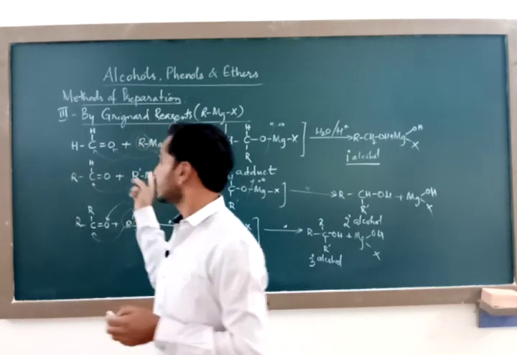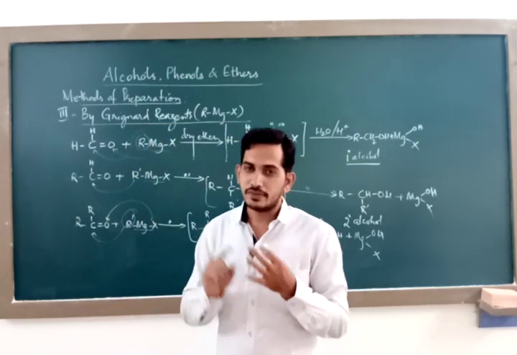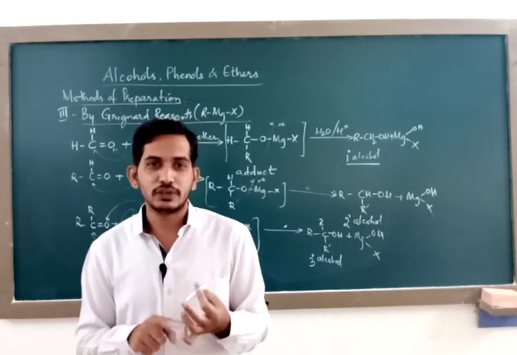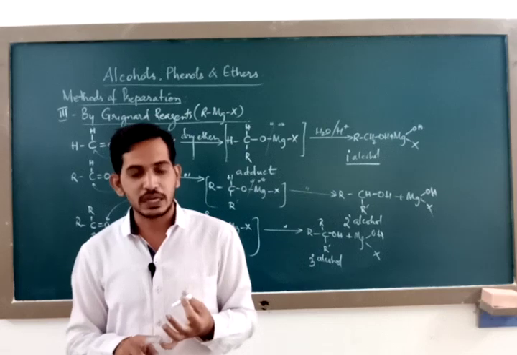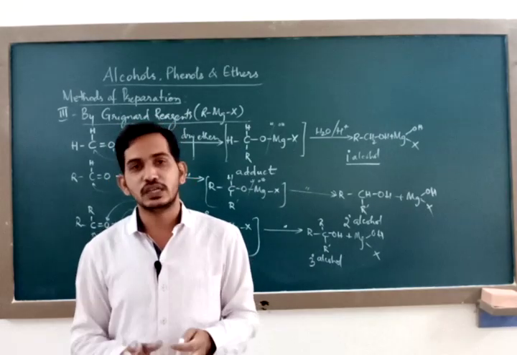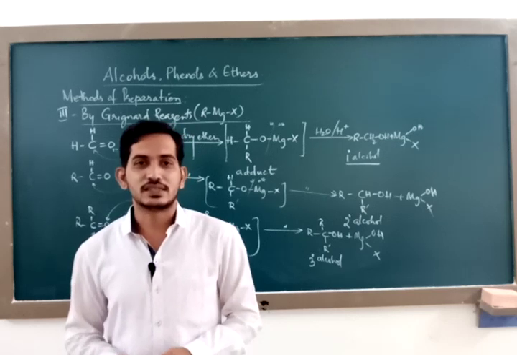The last, third method is by using Grignard reagent. What you should remember here, whenever a Grignard reagent is used, compulsorily dry ether is used. If it is reacting with formaldehyde, only then you will have a primary alcohol. Other aldehydes give you secondary alcohols. All ketones will give you tertiary alcohols. The remaining part we shall see in the next session. Thank you.